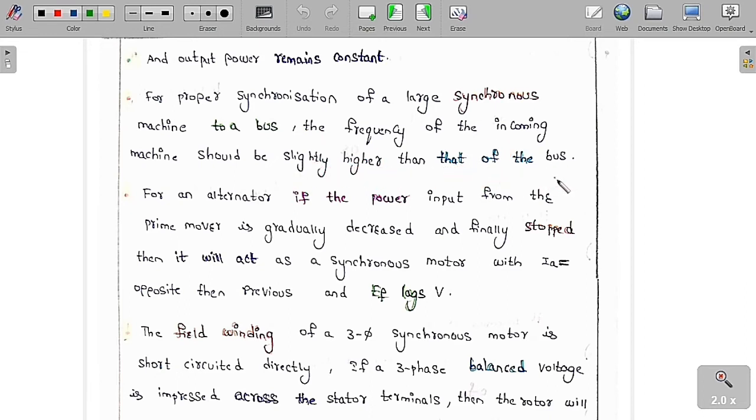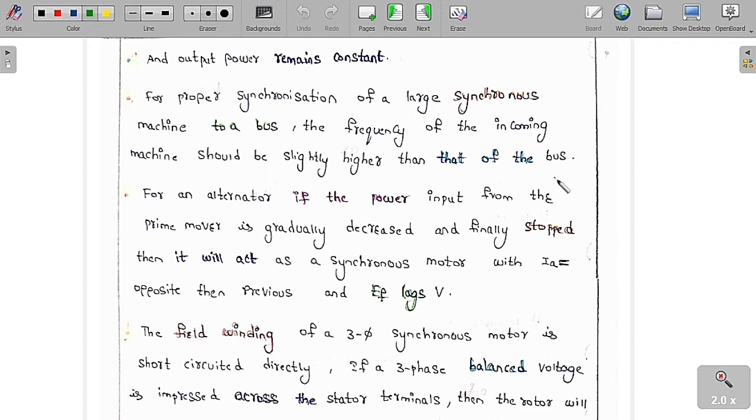I have already told you, whenever you want to connect two synchronous machines in parallel, they should have the same voltage, the same frequency, and the same polarity terminals should be connected, irrespective of the ratings of the machines. So listen carefully: if you want to connect two synchronous machines in synchronism, they should have the same voltage ratings, the same frequency of operation, and the same polarity terminals connected. And irrespective of the ratings of the alternator, they can be connected. These are the things I have already told you.